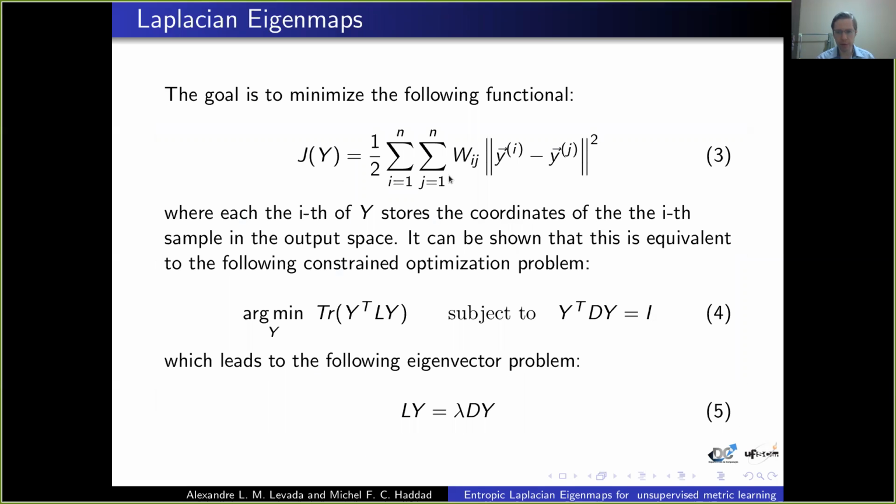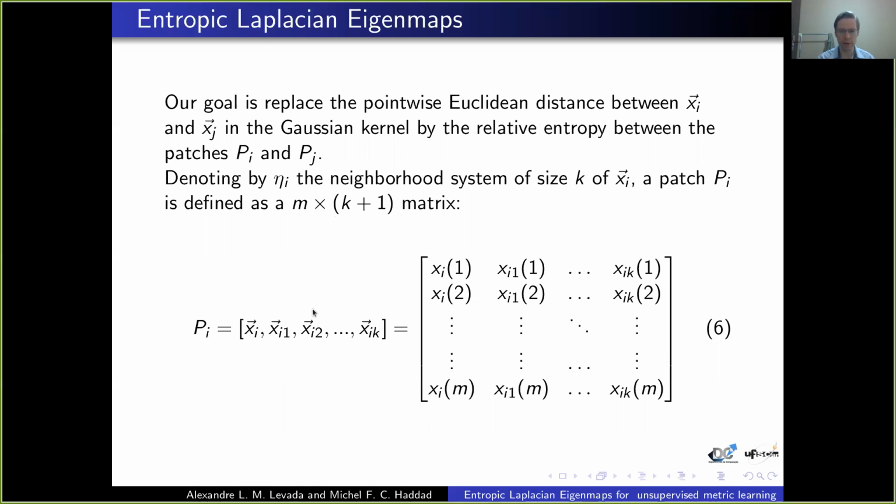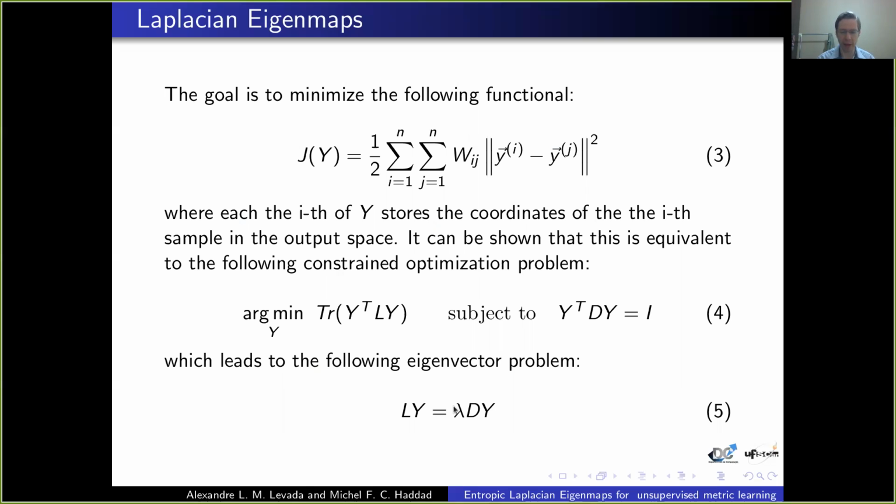So the goal is to minimize this objective function, where W_ij is the weight between two vertices of the graph, and y_i and y_j are the coordinates in the output space. We want to find this matrix Y of coordinates, a low dimensional representation for our input data. By solving this, we find a constrained optimization problem: we want to minimize this form subject to this constraint. It leads to an eigenvector problem, so the solution is given by the smallest non-zero eigenvalues of the Laplacian.